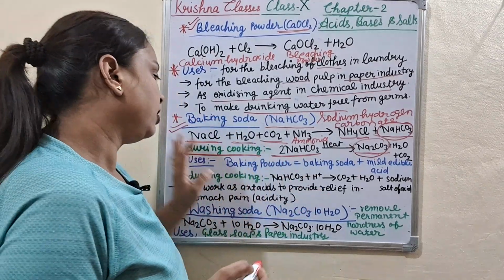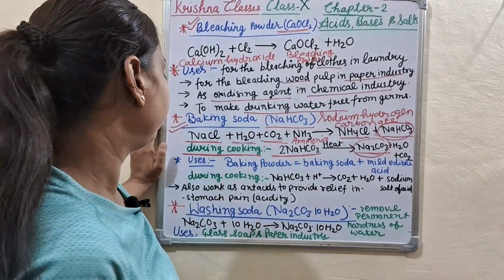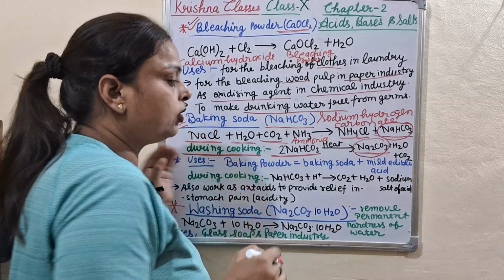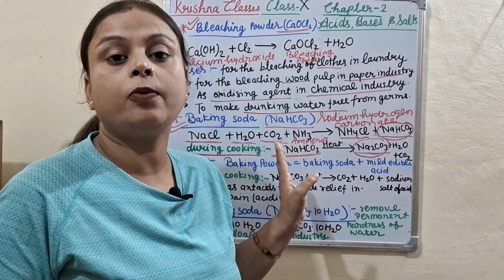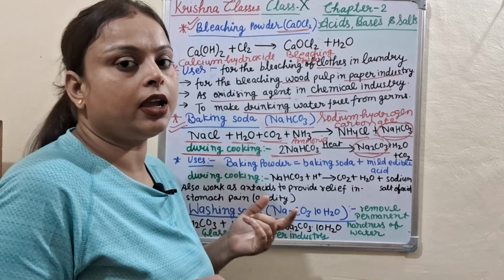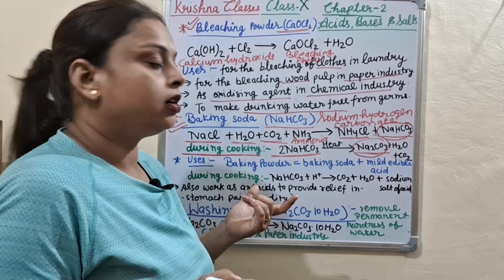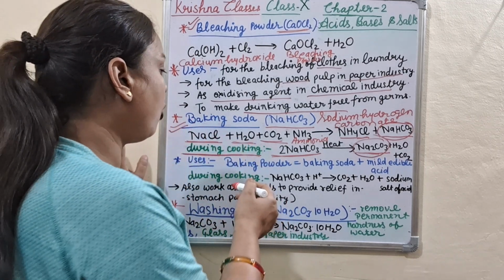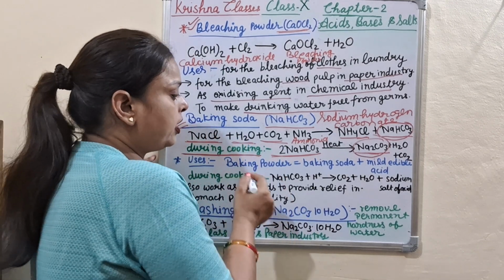Okay, what are the uses of baking soda? Let's see. Some uses you also know. Baking soda is used for the preparation of baking powder. You know baking powder, to bake the cake, to bake the breads, etc. We use baking powder. How is baking powder prepared?